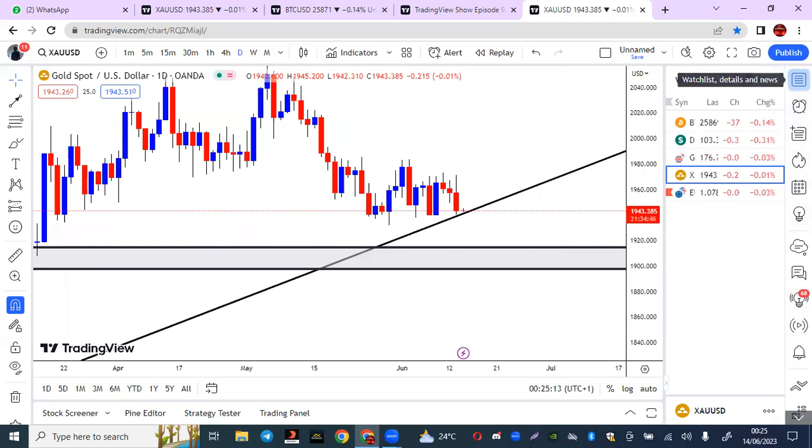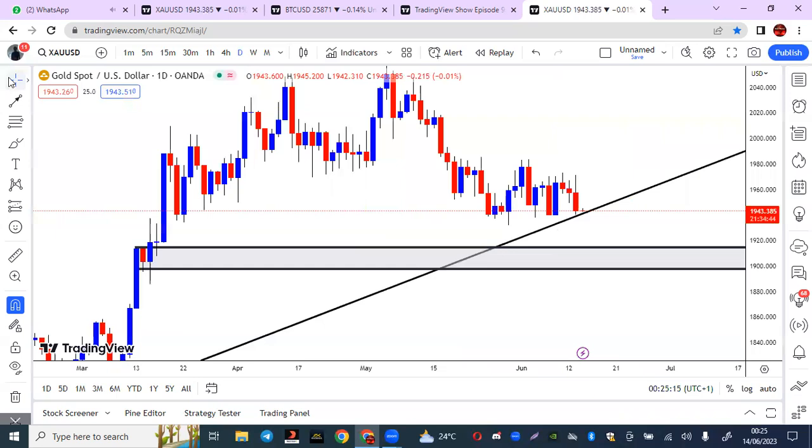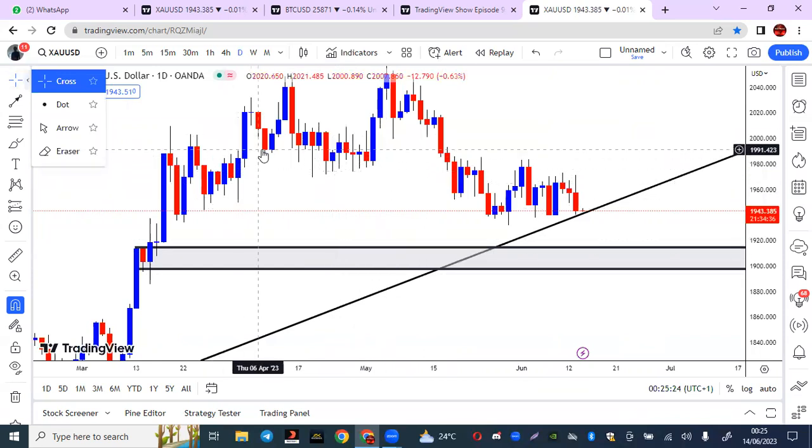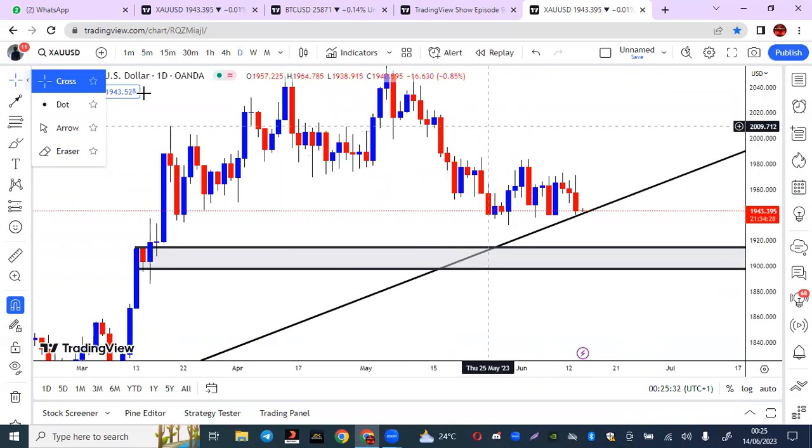So that's it. Now let's move on to the left-hand side. On the left-hand side, we have this particular cross feature. You can take it across, and it's just to measure, for example, if I want to look at the exact place, the exact price I need. I can just move it around. Okay, here. All right, that's it.